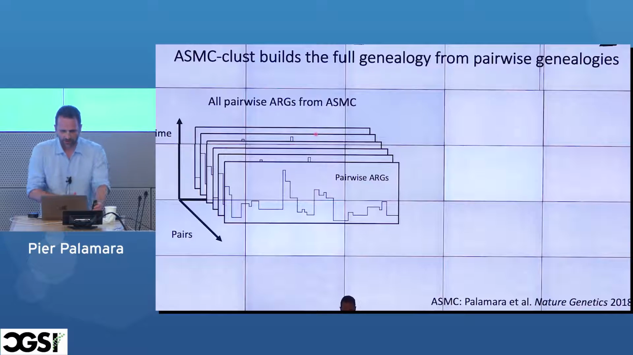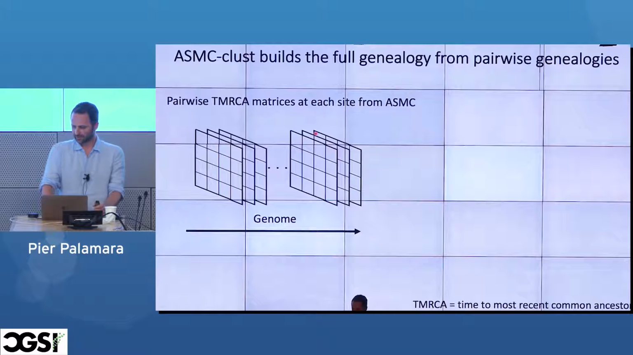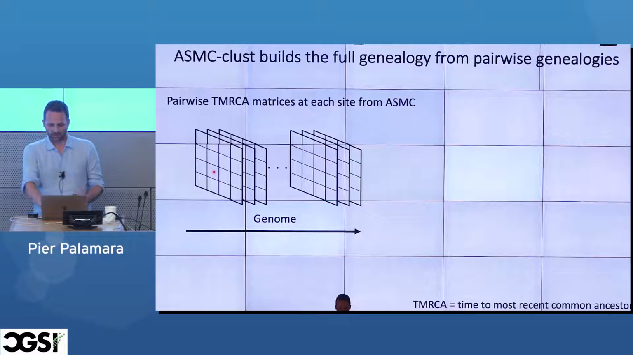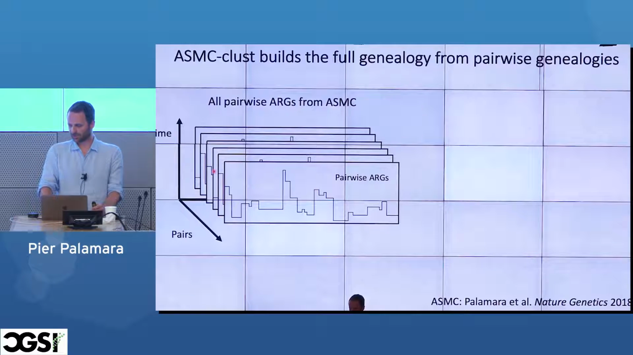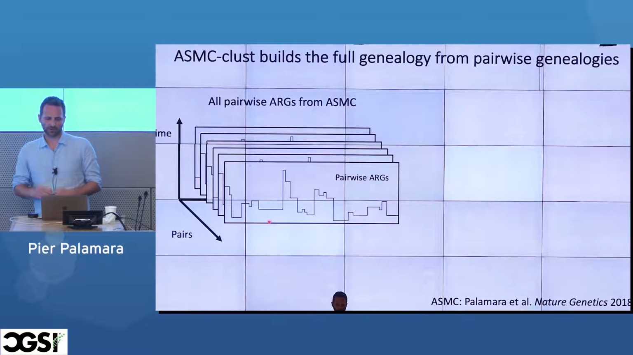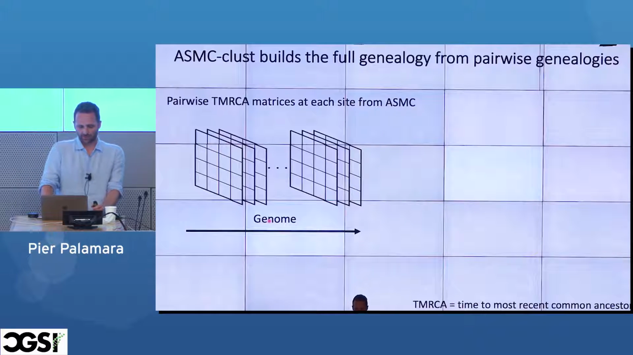And this information actually can be rearranged. So you have some big tensor where you have at every position in the genome the TMRCA, the depth of the ancestor for individuals I and J stored in this matrix. It's the same data that I have here. It's just that here I have the height, the ancestry for each pair of individuals. I can just arrange it in a matrix. So I have this kind of structure here.